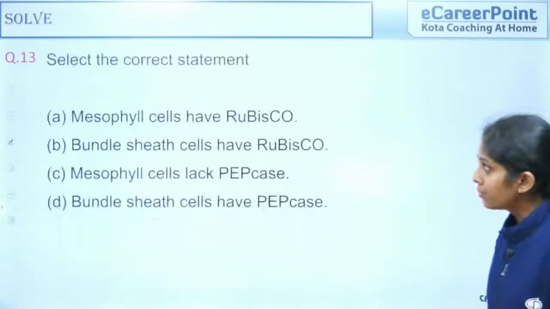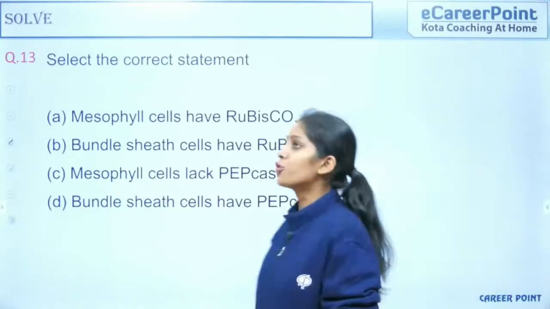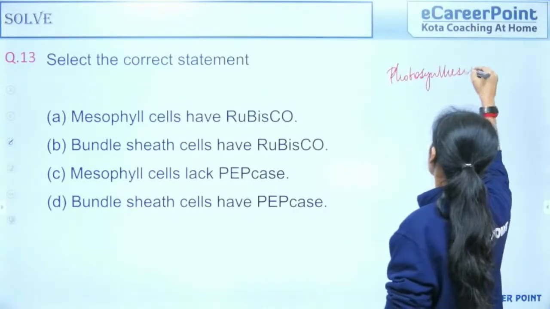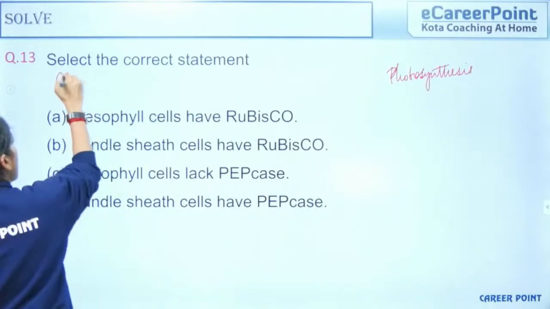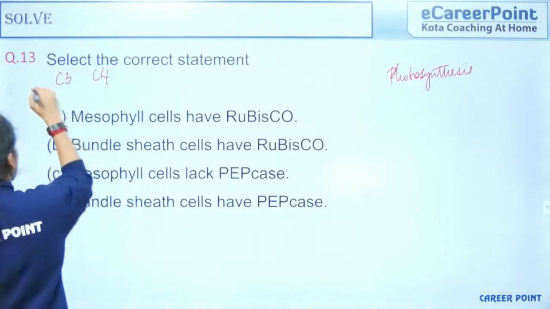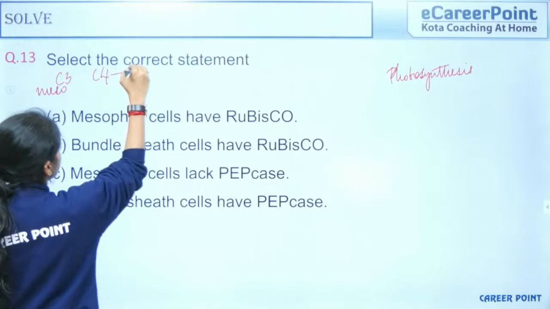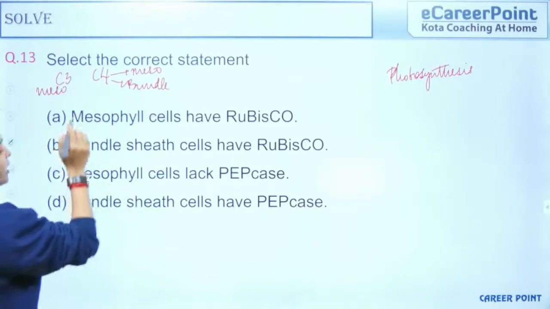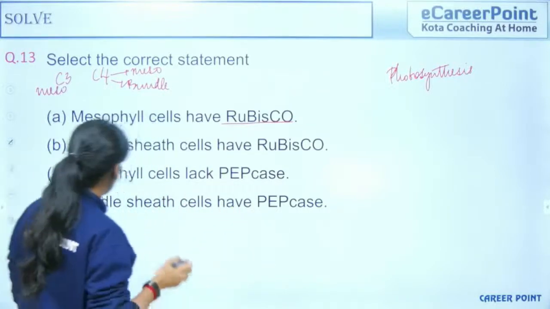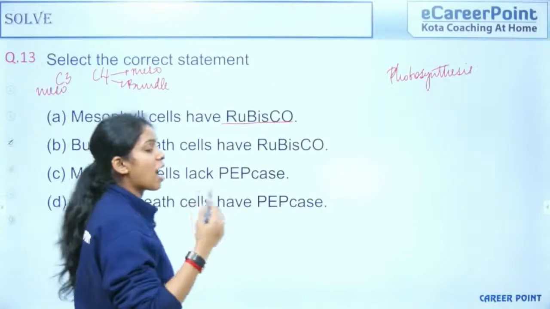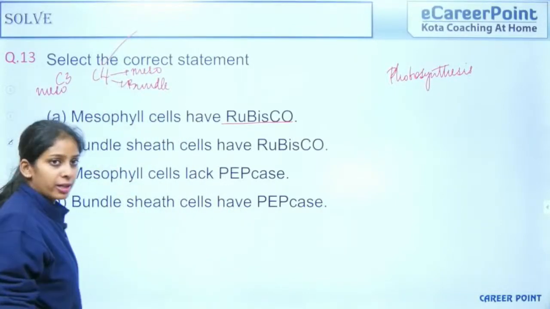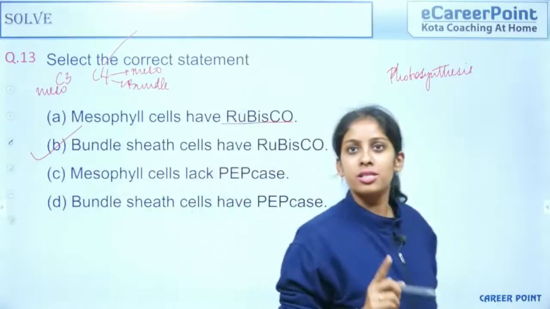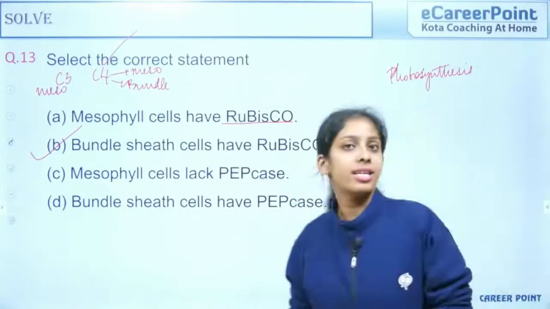Alright, so question 13, select the correct statement. Mesophyll cells have rubisco. This question comes from the chapter Photosynthesis in Higher Plants. In photosynthesis you have the C3 pathway and the C4 pathway. The C3 happens in the mesophyll cells, the C4 happens in the mesophyll as well as in the bundle sheath cells. So mesophyll cells have rubisco, bundle sheath cells have rubisco, mesophyll cells lack PEPase, bundle sheath cells have PEPase. They are talking with reference to the C4 cycle. In the C4 cycle, rubisco comes in the bundle sheath. So bundle sheath cells have rubisco, that is ribulose bisphosphate carboxylase oxygenase.